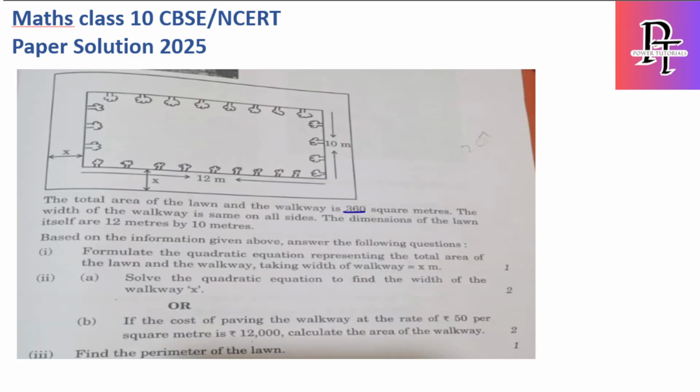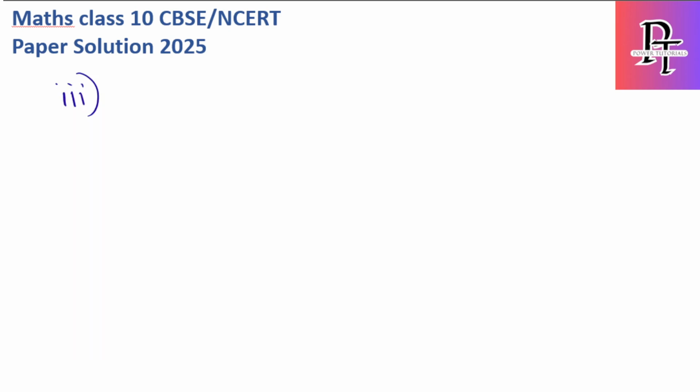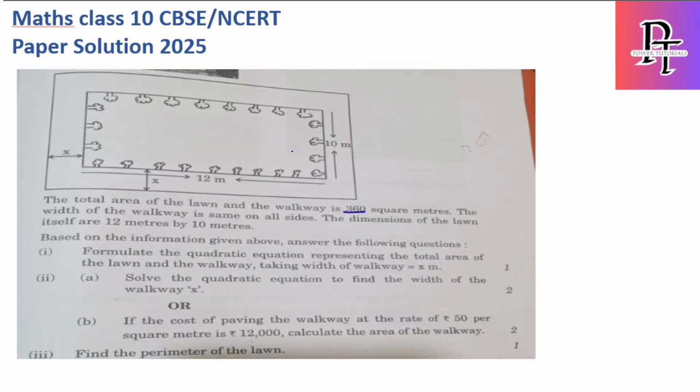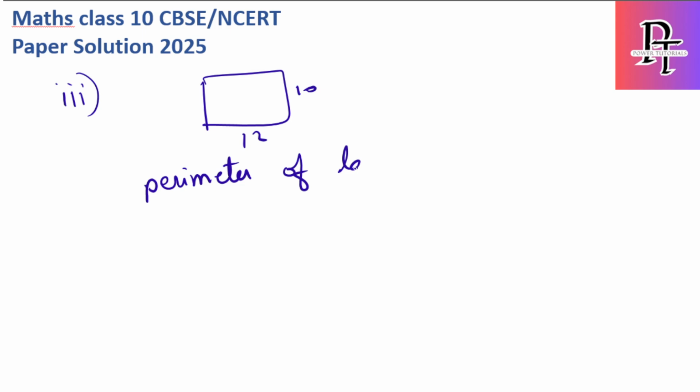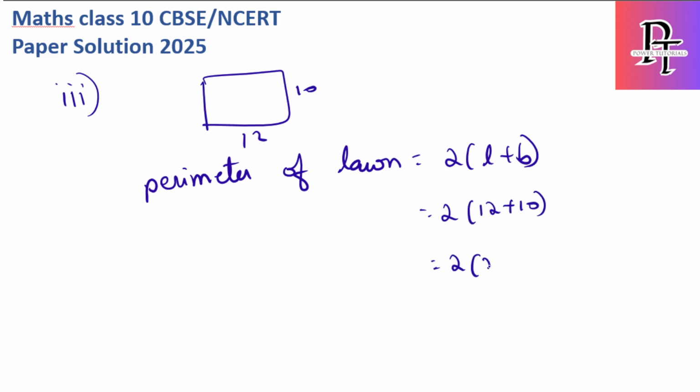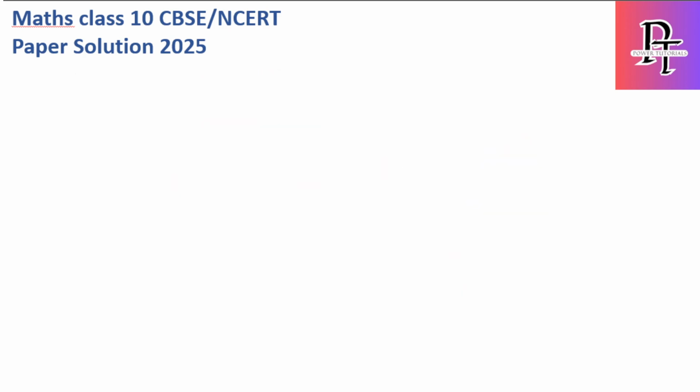Find the perimeter of the lawn. Lawn is the inside one, inside rectangle. So simple, the perimeter of a rectangle which has dimensions of 10 and 12. Perimeter of rectangle formula is 2 into L plus B. Perimeter of lawn is equal to 2 into L plus B, which is equal to 2 into 12 plus 10, which is 2 into 22, which is 44 meters. Okay, so it's an easy one. Let's move to the second case study.